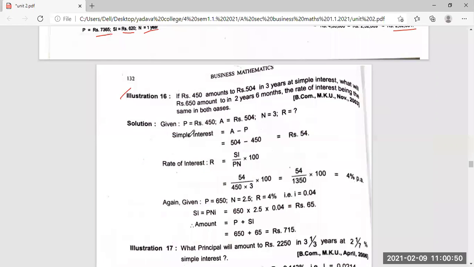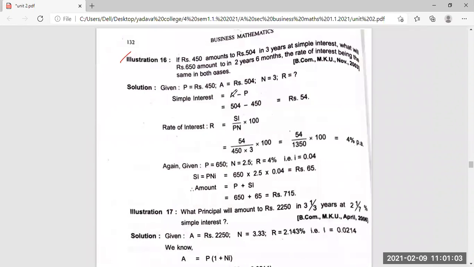16. So if rupees 450 amounts to rupees 504 in 3 years at simple interest, what will be the amount for 650 in 2 years, 6 months? So they are asking about the rate. So principal amount is 450, amount is 504, n is 3, rate we don't know. So we are putting a question mark. So simple interest is A minus P. Amount minus principal amount, simple interest is 54.